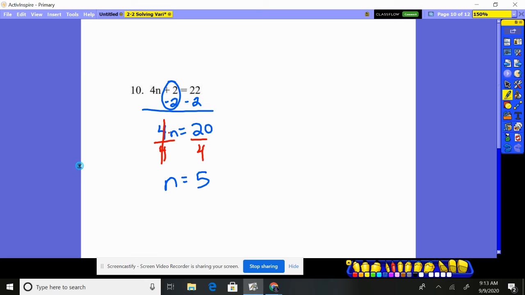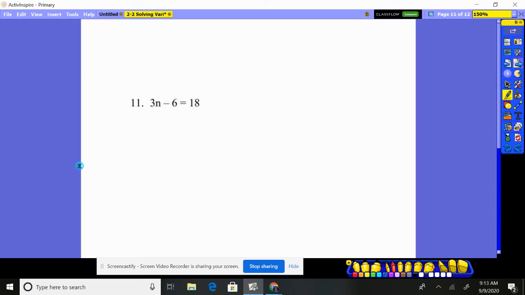N must be 5. And I can plug it back in right to here to check. 4 times 5 is 20 plus 2, 22. Yes, that is the value that makes it true. And that's what we're searching for.